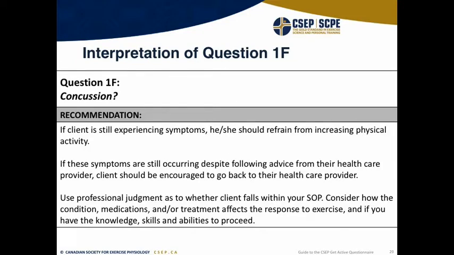So finally, we'll look at concussion. This is the last of the symptoms that you look for as part of question 1. If the client is still experiencing symptoms related to the concussion, they should refrain from increasing physical activity. And if these symptoms are still occurring despite following advice from their healthcare provider, the client should be encouraged to go back to their healthcare provider. So again, making sure that you're always working within your scope of practice.